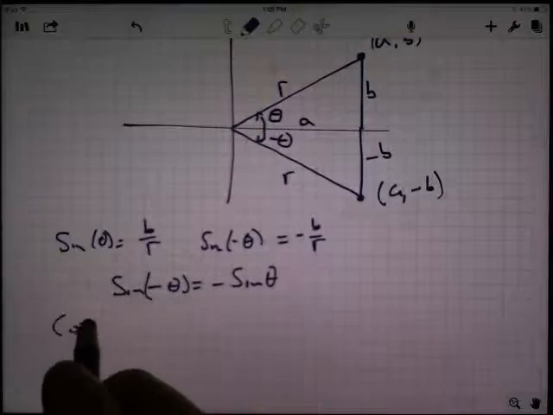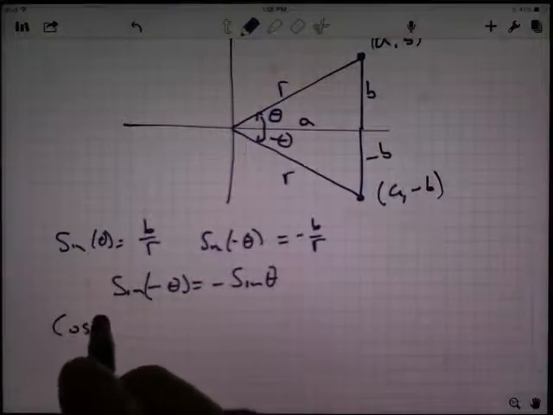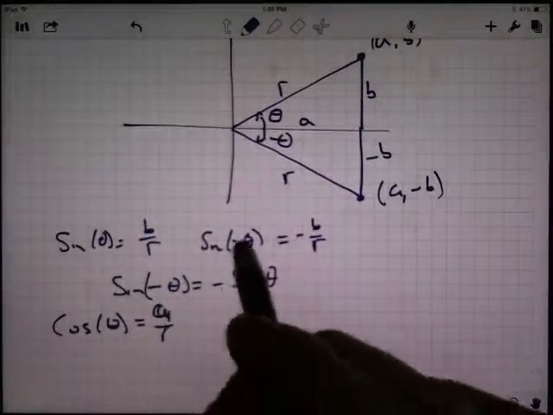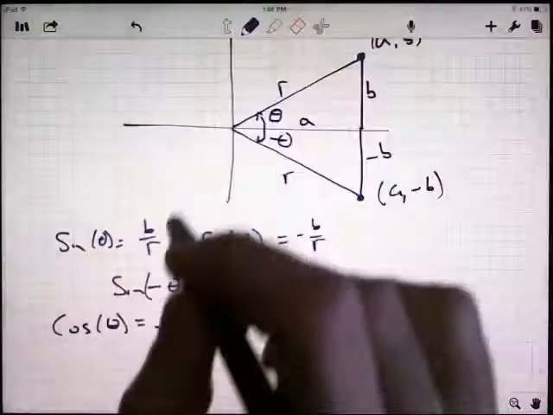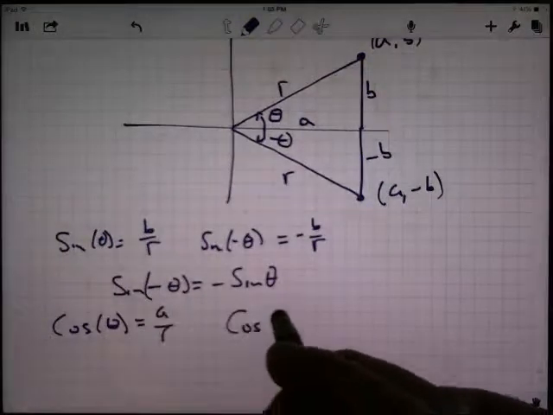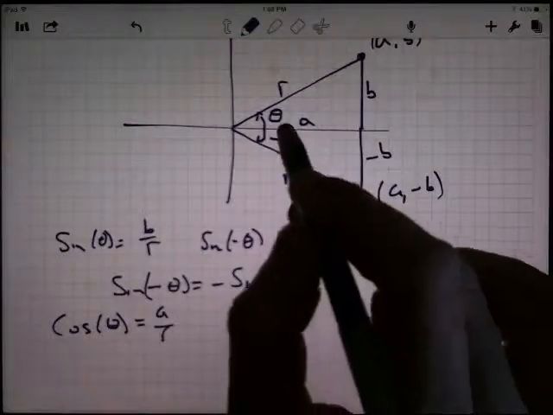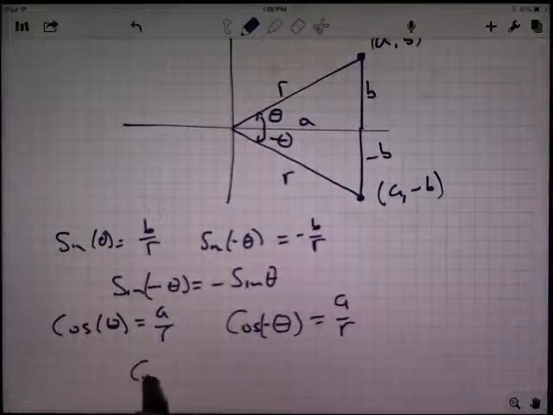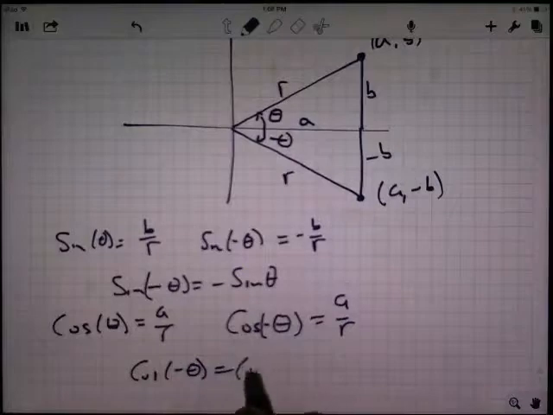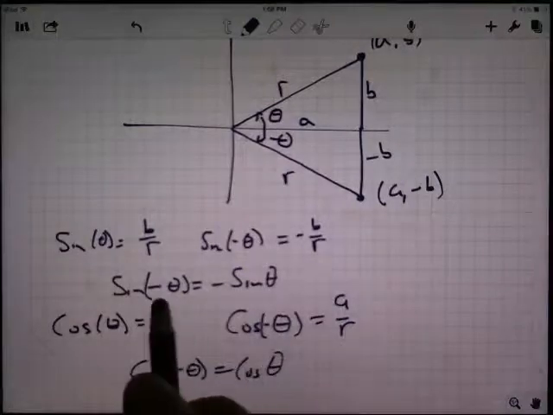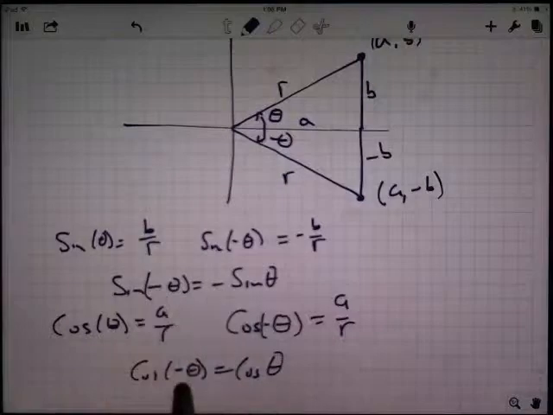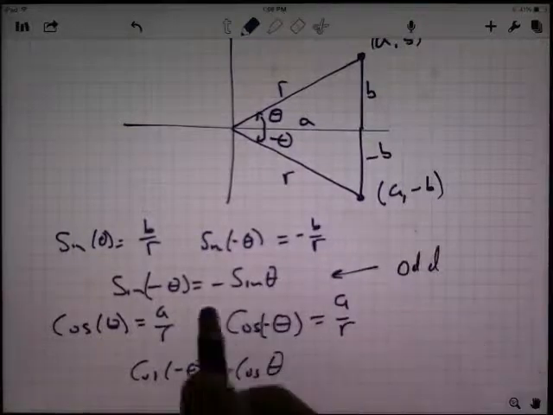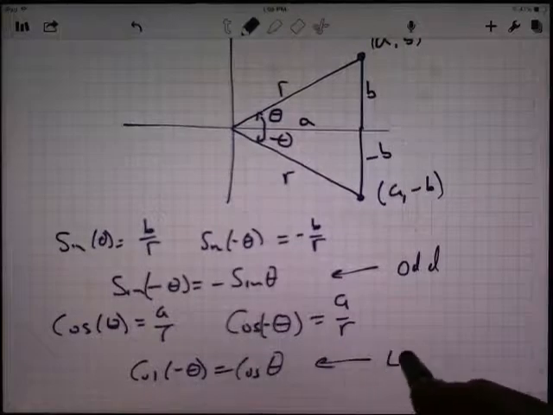If I look at cosine, cosine of theta, well, that would be a over r. Then look at cosine of minus theta, so the angle down below. So down here the cosine would be this, still a over r. So in this case here, the cosine of minus theta is equal to the cosine of theta. Two very different results. Here the minus sign on the inside produced a minus sign on the outside. Here the minus sign on the inside just goes away. Sine is what's called an odd function because it satisfies that property. Cosine is an even function.